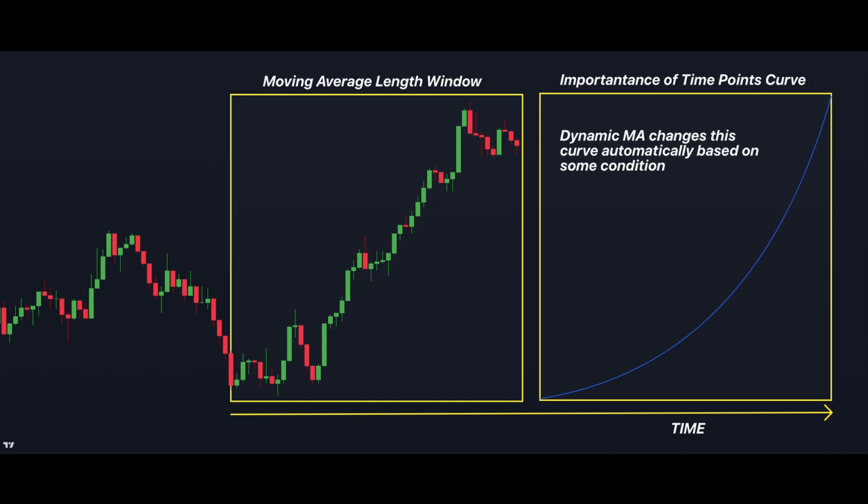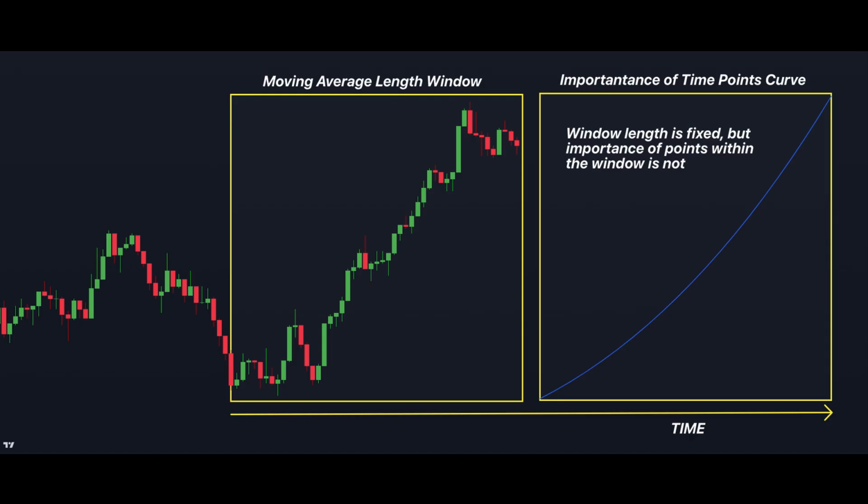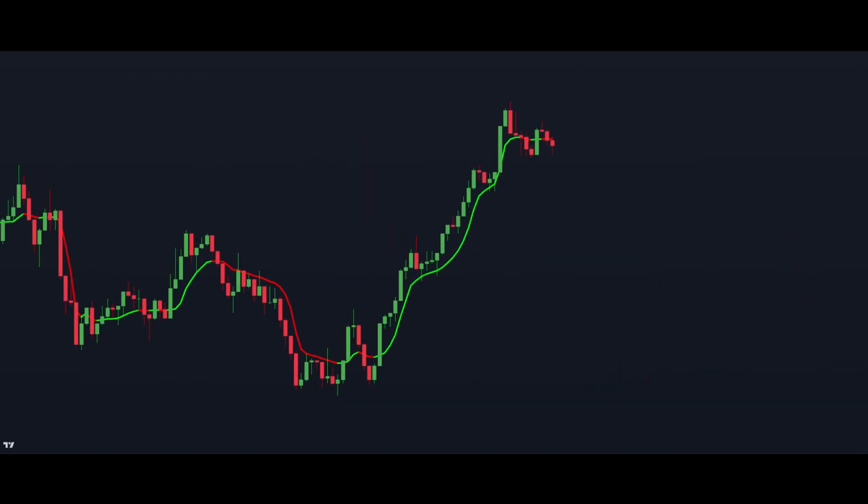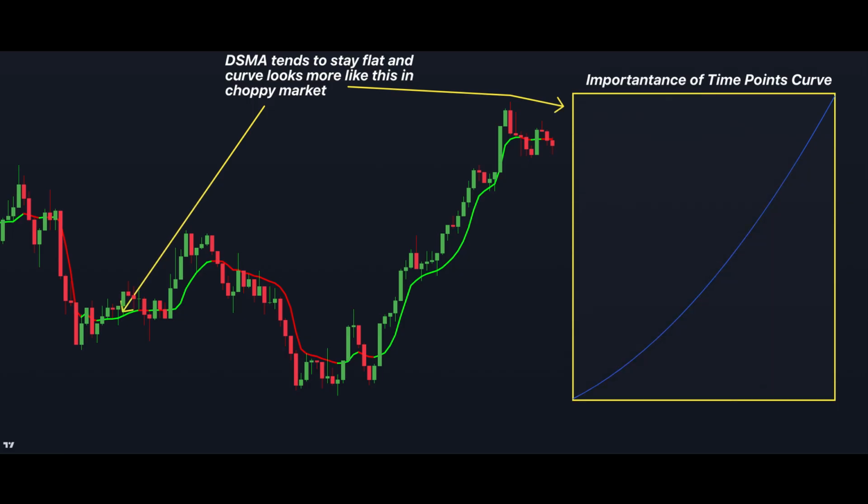Now it should begin to make sense why we still have to set a fixed length for the indicator. The length isn't being dynamically adjusted, but the importance of the more recent and past data points is. This is the case for the DSMA and the next moving averages we're about to cover. The DSMA alters the alpha parameter based on the deviation of the price from the mean. This means when the price is choppy and not moving directionally, the DSMA will tend to stay flat and not rapidly follow a choppy market.